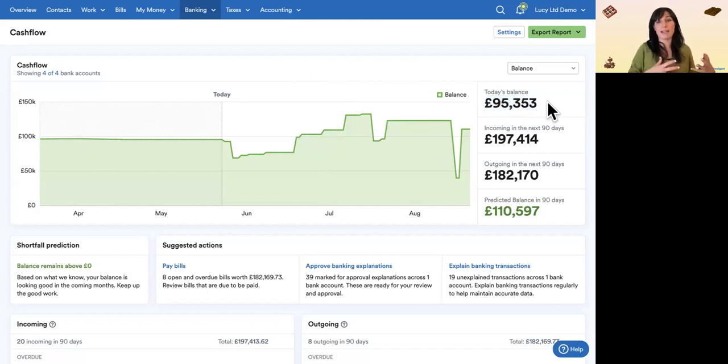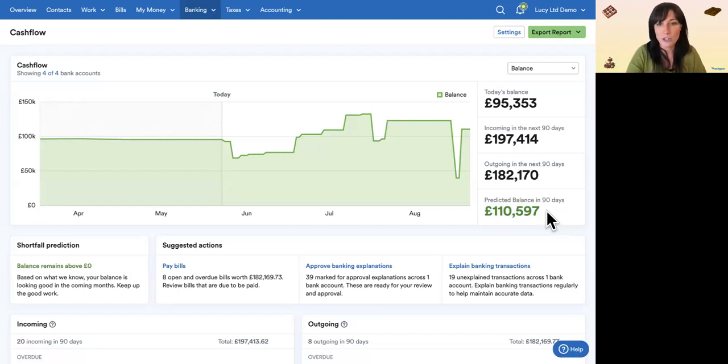At the moment, in my bank accounts, I've got £95,000. In the next 90 days, I've got 197 coming in, and outgoing, I've got 182. Balance that all up, and in 90 days, I'm expected to have £110,000 in my bank. Good times. I've got a good amount of cash in my bank, so I'm not going to fall short on my bills. I'm going to talk to you about where all this data comes from very shortly.